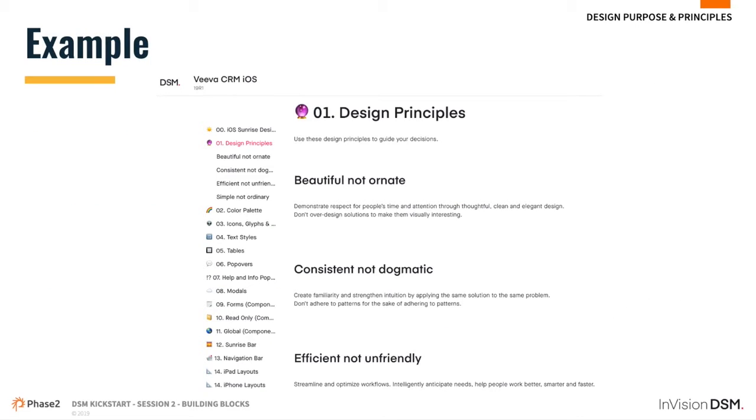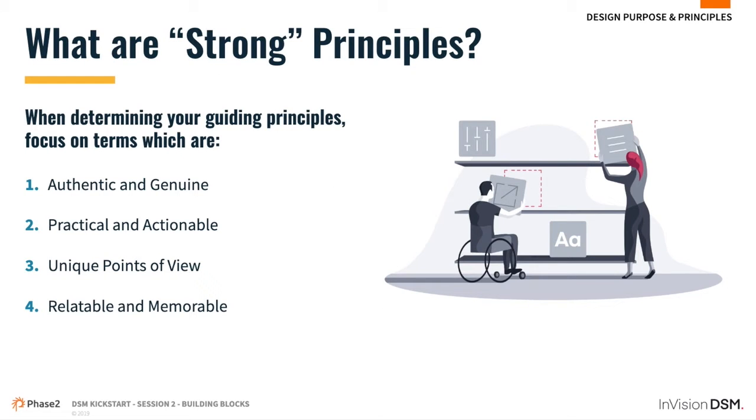Here's another example of a company's design principles. I want to note that principles can be phrased in different ways. On the last slide, you could see that there were single words, while in this example, they are short phrases. Either way works perfectly fine. So when determining your guiding principles, you want to focus on terms that are authentic and genuine, practical and actionable, unique, and relatable and memorable. I highly recommend looking at other examples out there to get inspiration for what could make up your principles if you decide to make them.